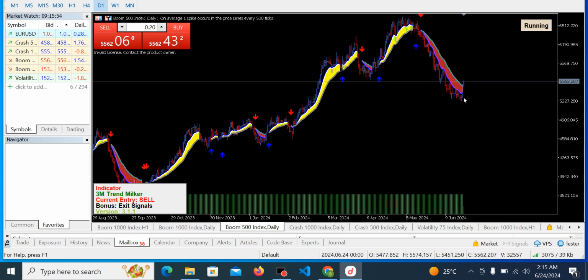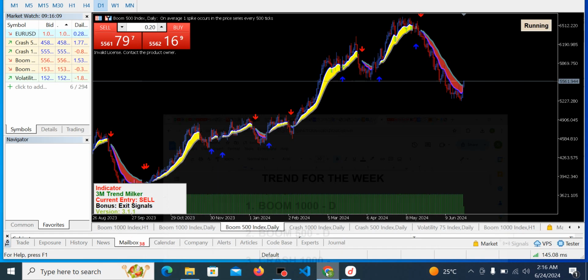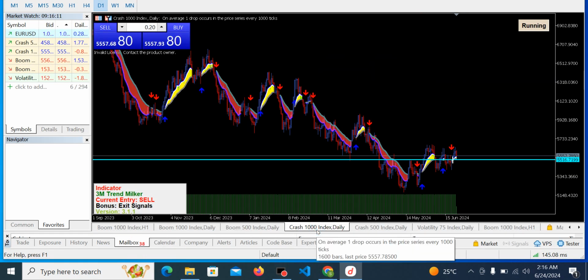Right now it is having another pullback. It started 3 days ago, and it is still pulling back, but after this pullback it will still continue with a downtrend. So this is still going to be more of a downtrend than an uptrend. The next asset is going to be Crash 1000. Let's check it out right away.